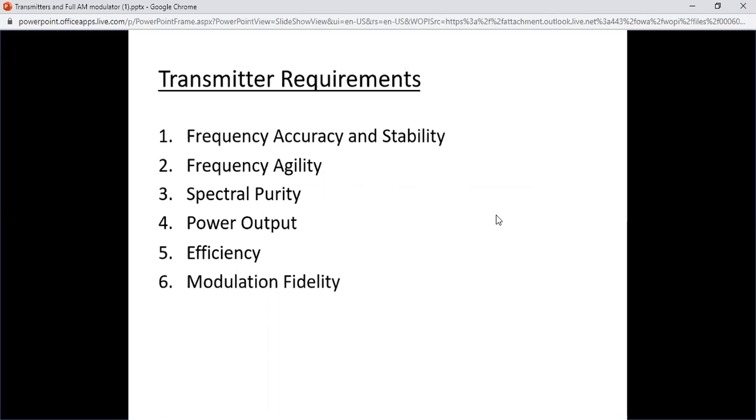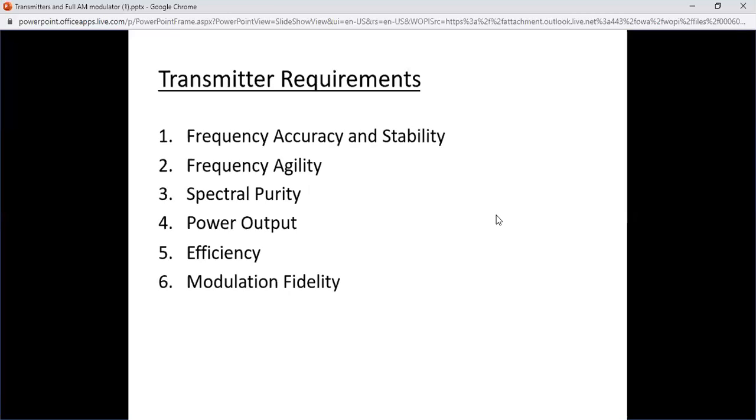Okay, so to start with, transmitters produce a signal with a specified type of modulation using the right carrier frequency and with enough power so that the output signal is coupled with an antenna. The modulation must be accurate so that the received signal at the receiver is as close as it could be to the original modulating signal.